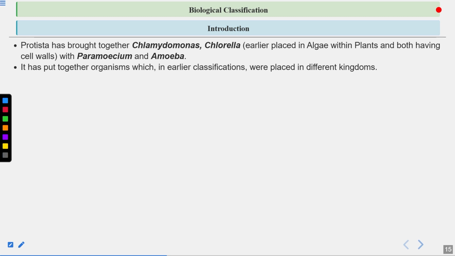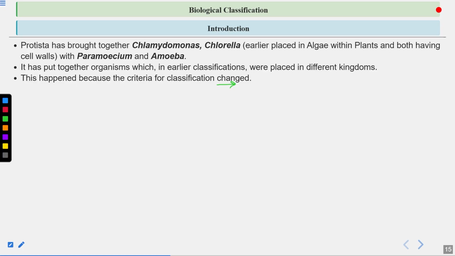It has put together organisms which in earlier classification were placed in different kingdoms. So now the Protista includes Chlamydomonas and Chlorella as well as Paramecium and amoeba. This has happened because the criteria for classification changed.